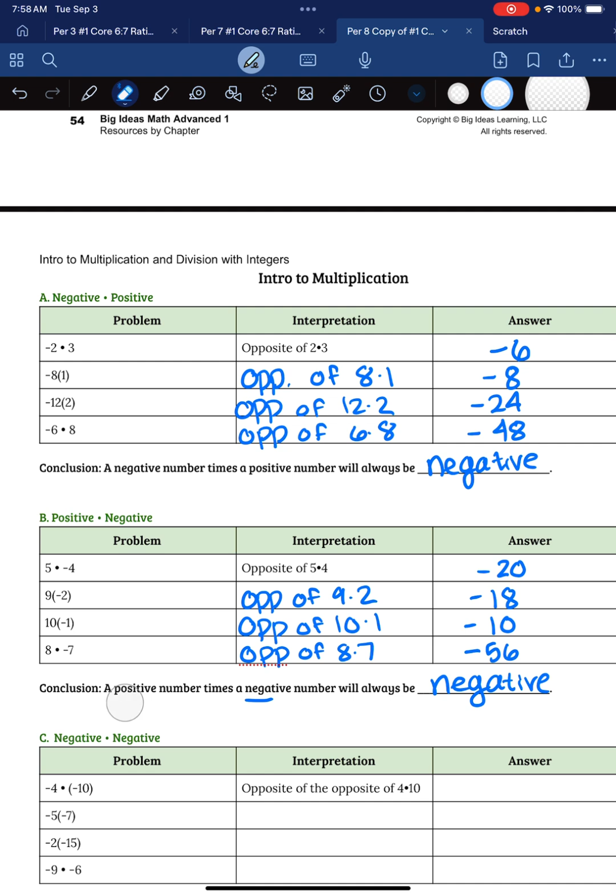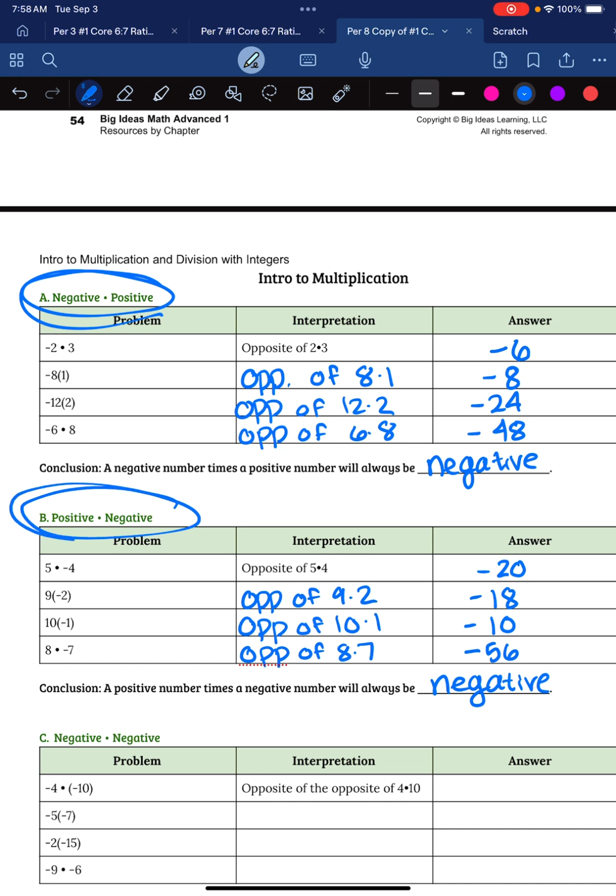So what we've learned so far is that you can multiply a negative times a positive or a positive times a negative, and the answer will be negative. It doesn't matter which one is bigger, like the addition-subtraction rules. It doesn't matter which one comes first. It's just automatically negative if you have one of each sign.